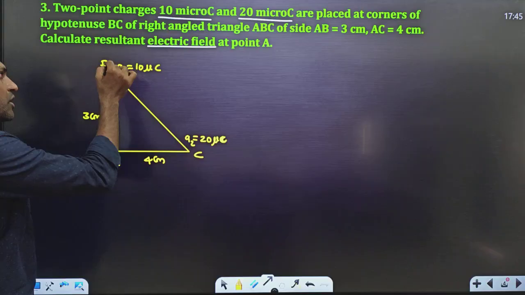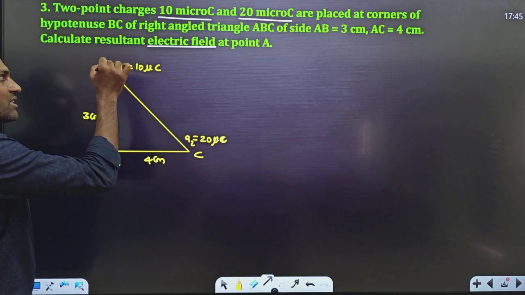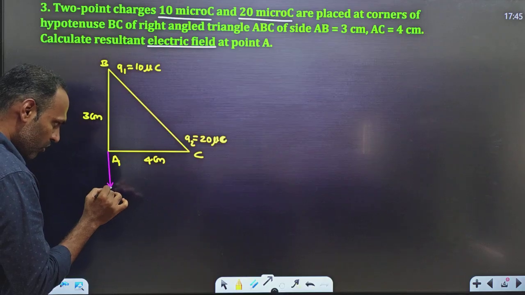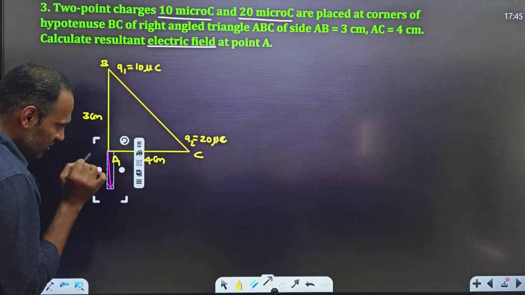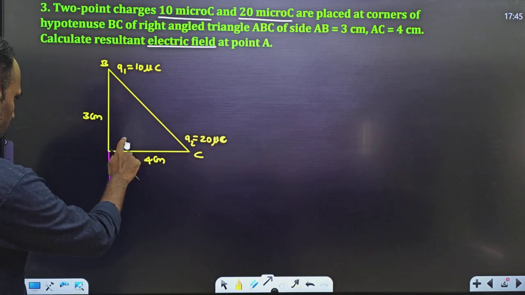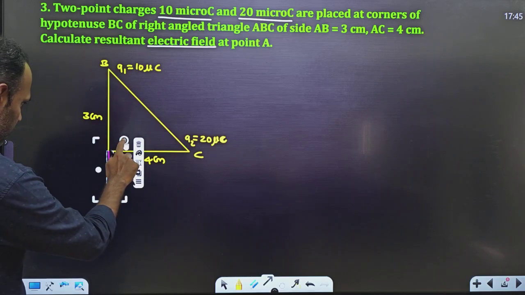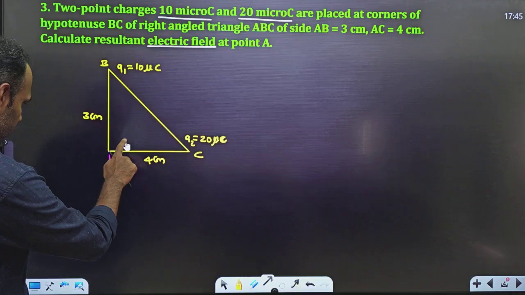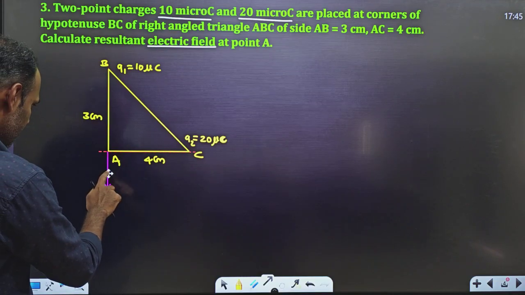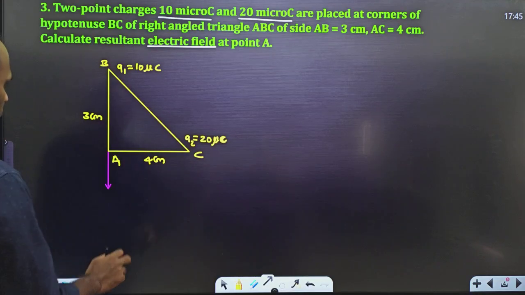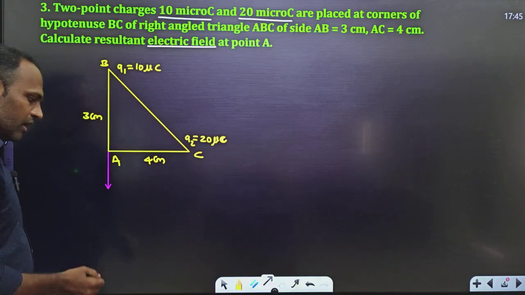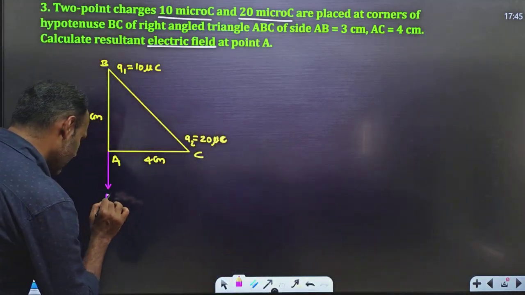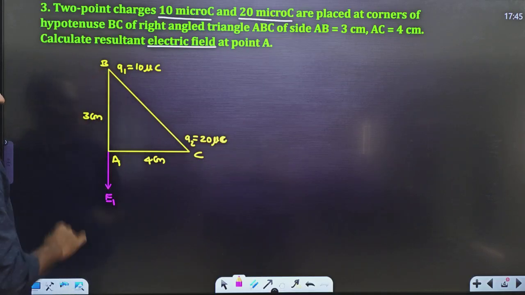Q1 is a charge, and the electric field of this Q1 at point A has to be in this direction because it is a positive charge. It is a positive charge, right? Okay. So Q1 is a positive charge, hence we have to take the electric field outwards from it. Okay, this is the electric field of Q1. I will write this electric field as E1. E1 means it is the electric field of Q1.